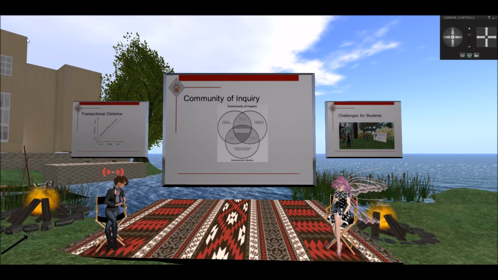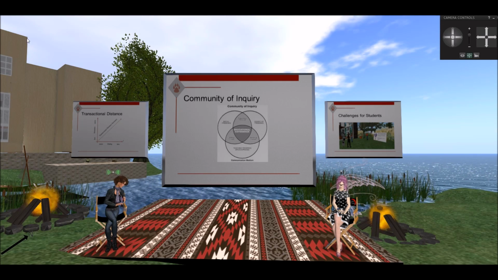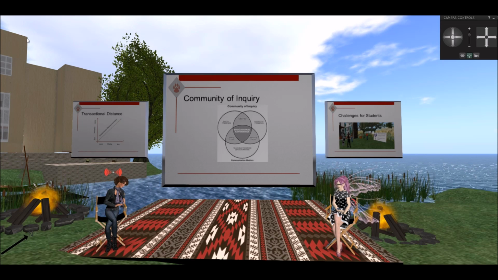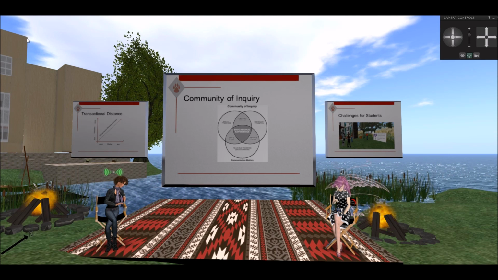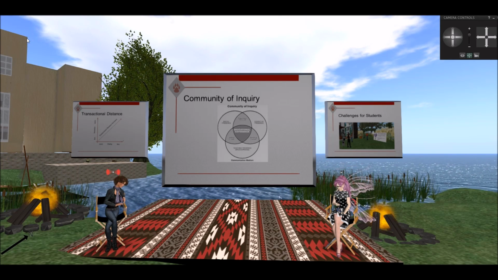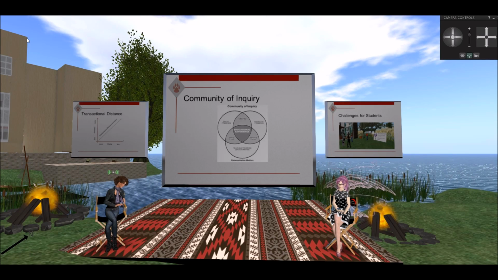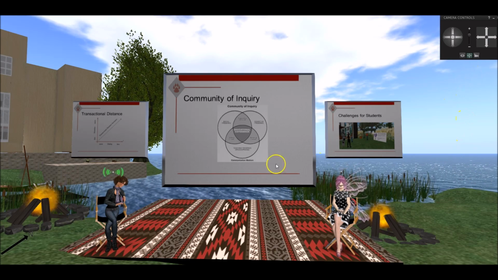Setting up those groups, helping them have reasons to work in groups. And it's very interesting to me, and Shannon can support this, that they actually complain like crazy about groups, but then they end up saying that's the most powerful piece of the course, where they were working together and learning together. We know that students don't know what they need to know.